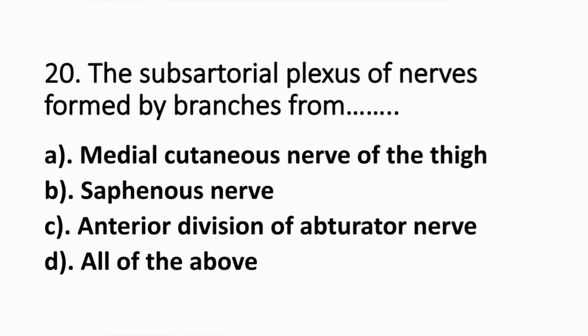Question number 20. The subsartorial plexus of nerves is formed by branches from: option A, medial cutaneous nerve of thigh; option B, saphenous nerve; option C, anterior division of obturator nerve; option D, all of the above. The answer is option D, all of the above.